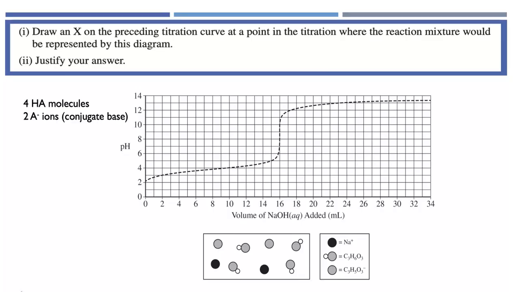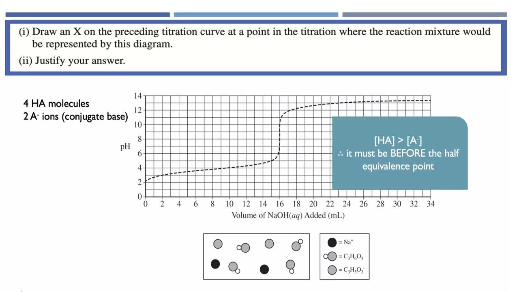We know that there are 4 HA molecules and 2 A- ions. We know we're not at the beginning, and we also know we're not at the half equivalence point. We're not that far along. It must be before the half equivalence point, because I have more HA than A-, which is what we'd see before the half equivalence point. And so I'm going to put my X at the 4 milliliter mark for the NaOH volume.